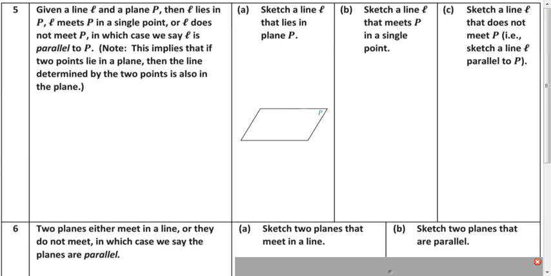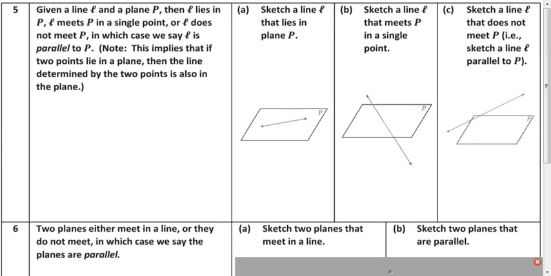Now, when we have a line and a plane, there's a few different situations that could arise. The line could be on the plane. It can meet the plane in a single point, or it could not meet the plane. It would be on a plane parallel to it. So try to draw A, sketch the line on the plane. There we go. Part B, sketch a line that meets it at a single point. I drew this before. And a line that does not meet P. So you kind of want the line to overlap the plane to show that it's not on it.